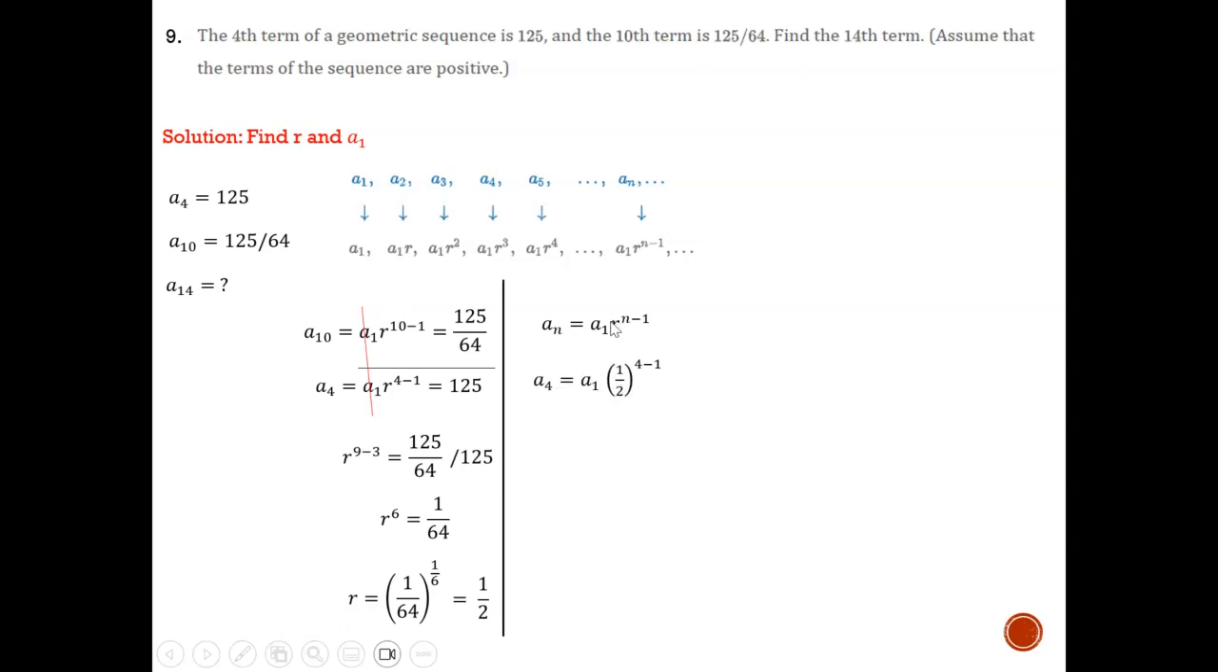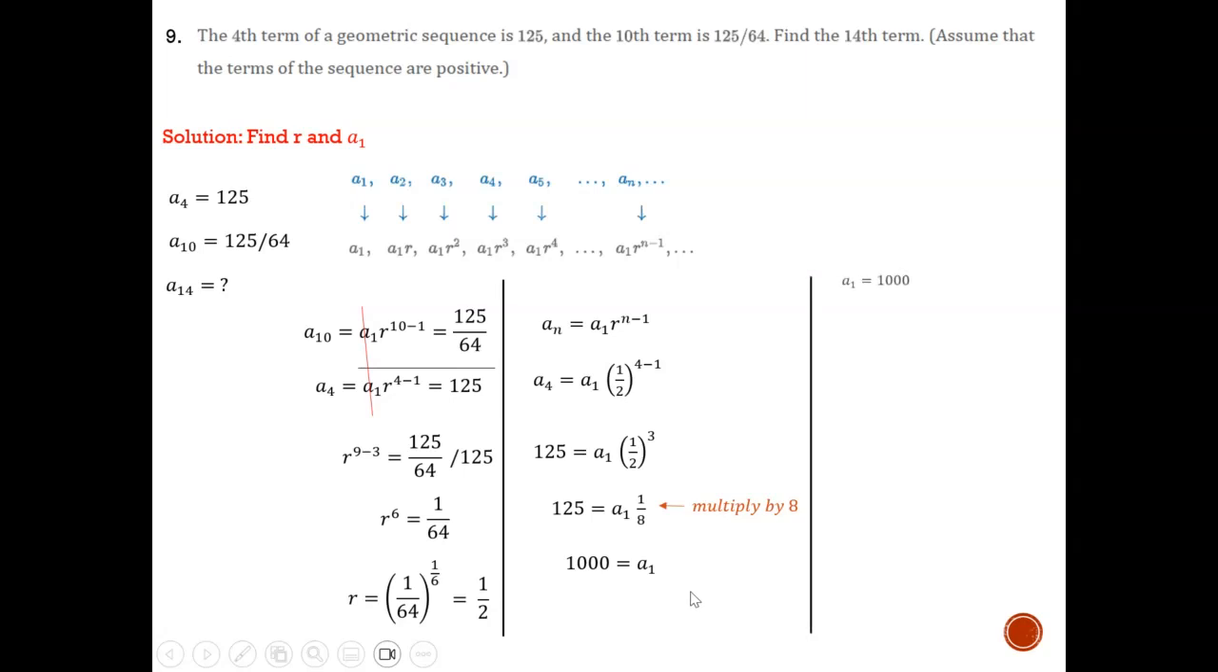a4 is equal to a1 times my r, which is 1/2, my ratio, to the power of 4 minus 1. a4 is 125, so I'm going to plug in 125 for a4, the fourth term. It's going to give us 125 equals a1 times 1/2 to the third power, because 4 minus 1 is 3. Now here, guys, 1/2 to the third power is going to give us 1/8. Now to solve for a1, we multiply both sides by 8. So 8 times 1/8, the 1/8 cancels. 8 times 125 is going to give us 1,000. So a1 is 1,000.